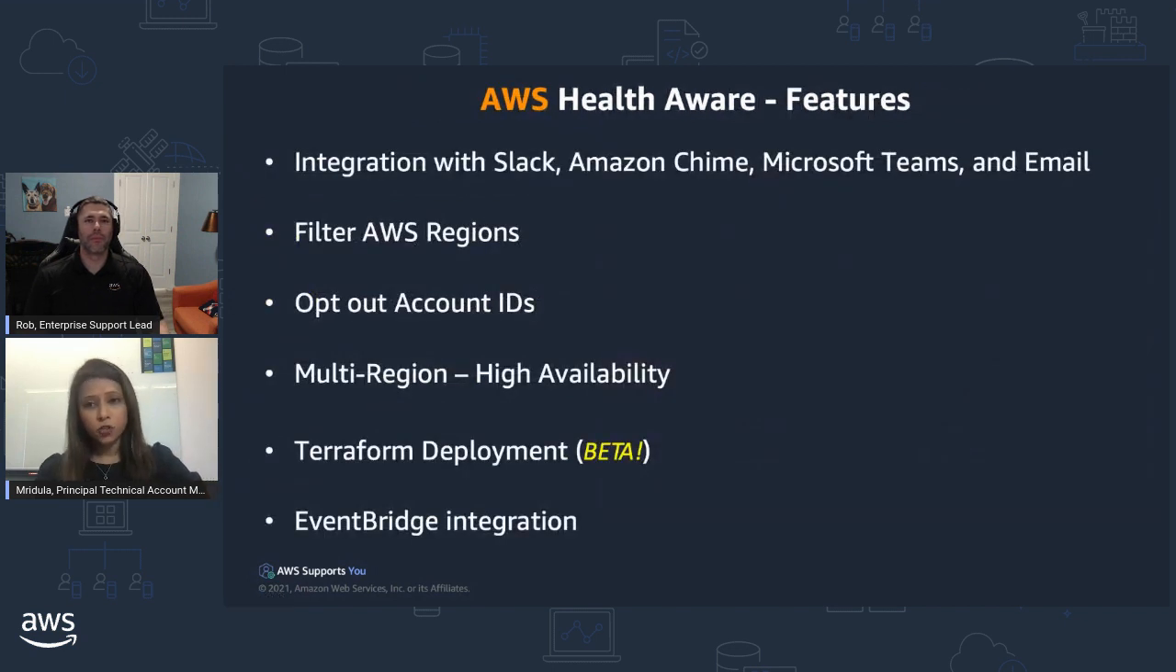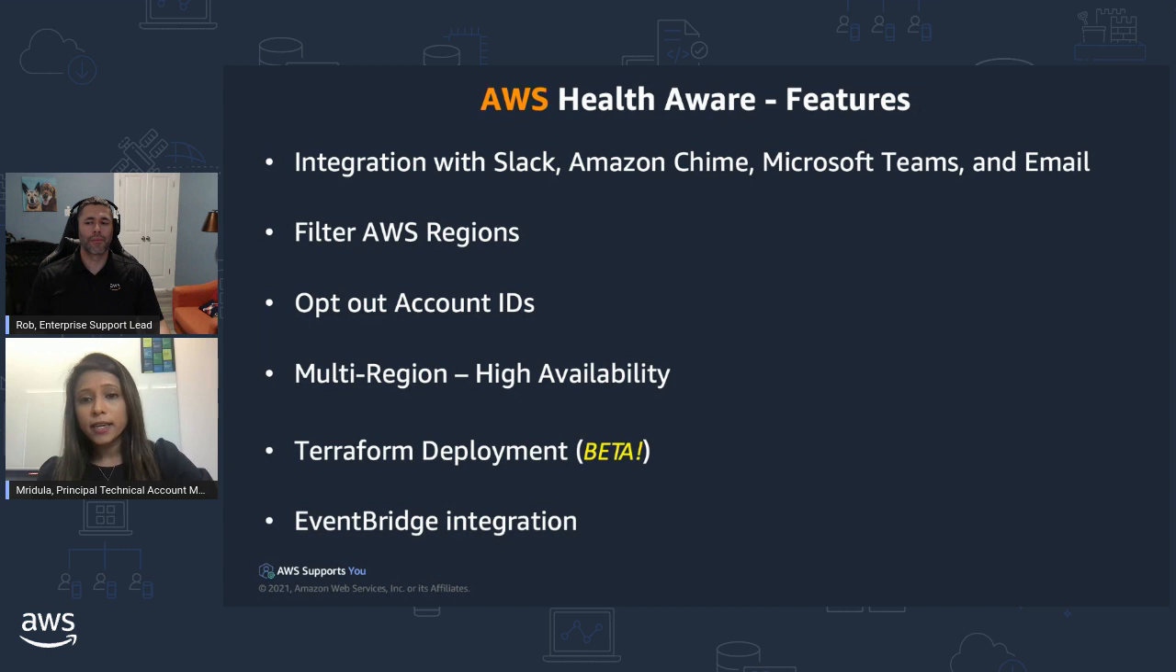Coming to the AHA features, this provides customers out-of-the-box integration with the most popular incident communication channels, such as Slack, Microsoft Teams, Amazon Chime, and email. The AHA's EventBridge integration supports seamless communication to other incident tracking tools such as ServiceNow, PagerDuty, Datadog, etc.